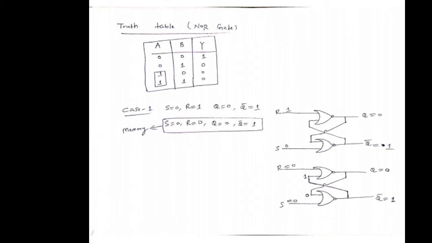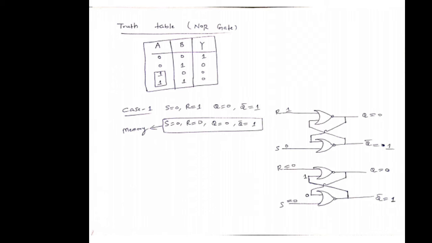Next, we have to check for the second combination, that is S is equal to 0 and R is equal to 0. If S is equal to 0 and R is equal to 0, you see, these are the previous outputs. Q is equal to 0 and Q bar is equal to 1. You have to take this previous output as present input. That means, let us take Q is equal to 0 to the second NOR gate. What happens when we give 0 0 to the NOR gate? We are getting Q bar is 1.